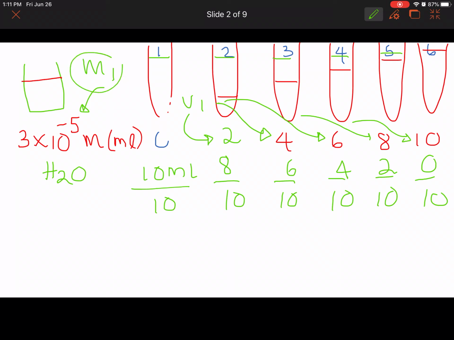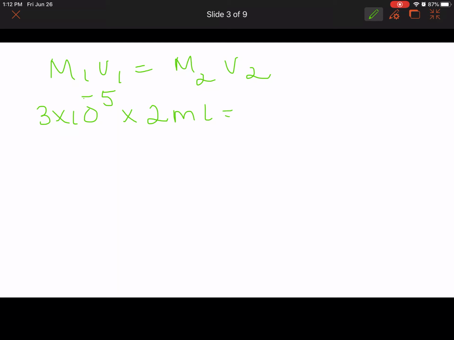And then we also know the M1, we know the V1. What's going to be our V2? For all the cases, V2 is going to be 10 milliliters because that's our new volume. So we can find out M2. Okay, let's see how to do that calculation with that equation. M1V1 equals M2V2. M1 is 3 into 10 to the negative 5. Volume 2 milliliters. And M2 we don't know. V2, the new volume, 10 milliliters.